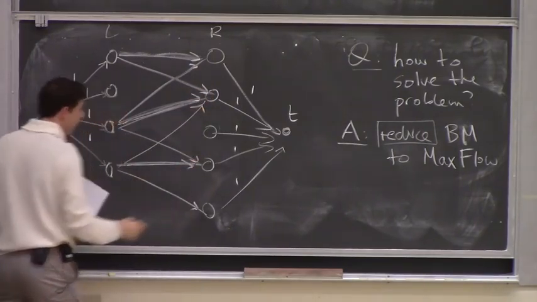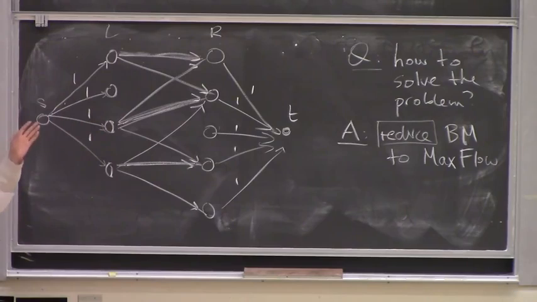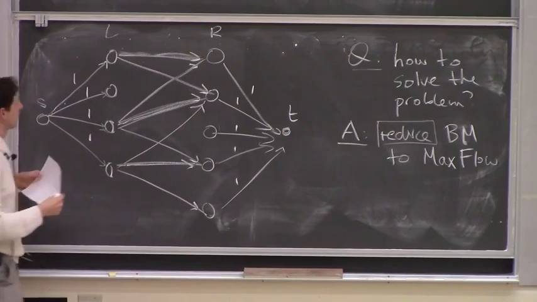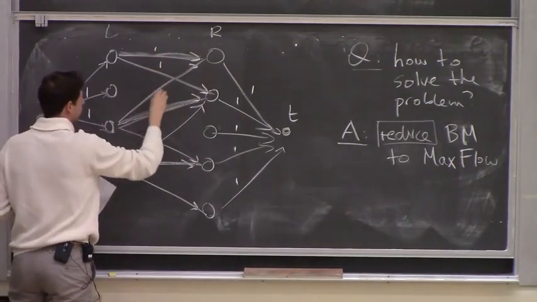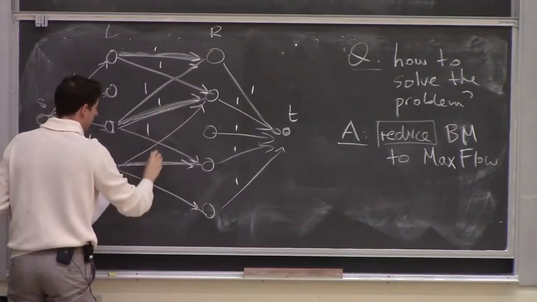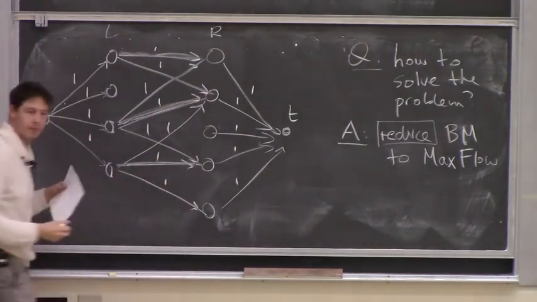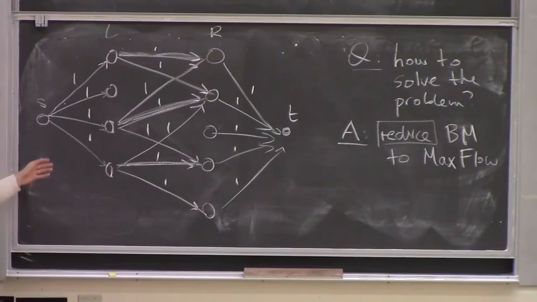And what do you think is the capacity that we should put? We have to put capacities everywhere. 1? Okay, let's put 1. I agree, by the way. Why is 1 a good choice? Why would that 1 be a good choice?